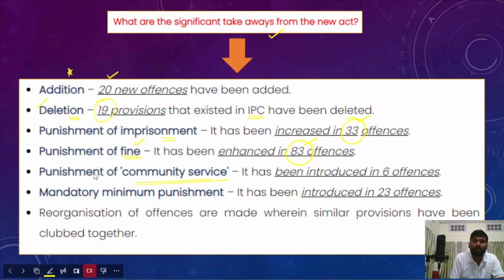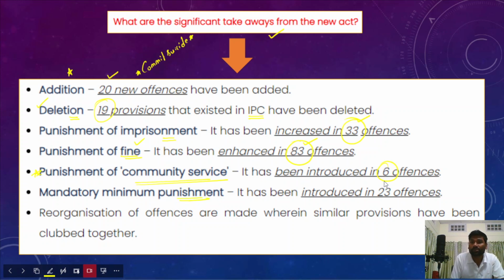So community service as a punishment would be imposed on certain individuals. For example, for attempt to commit suicide, community service has been mandated along with 1 year of imprisonment. So this Bharatiya Nyaya Sanhita has also introduced the punishment of community service in 6 new offenses. After that, a mandatory minimum punishment provision has also been introduced.